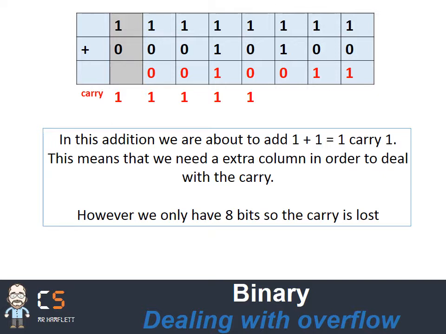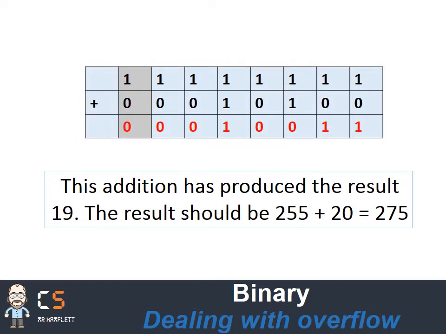So let's look at that example. So if I did this addition, you can see here I've got a situation where I'm going to get overflow, because 1 plus 1 is going to be 0, carry 1. Now, unfortunately, there's no bits there, so this becomes what we call overflow. So effectively, I'm not allowed it. So my answer becomes this here, which is the wrong answer. So this addition produced the result 19, when actually it should have been 275. You can see it's dramatically wrong.